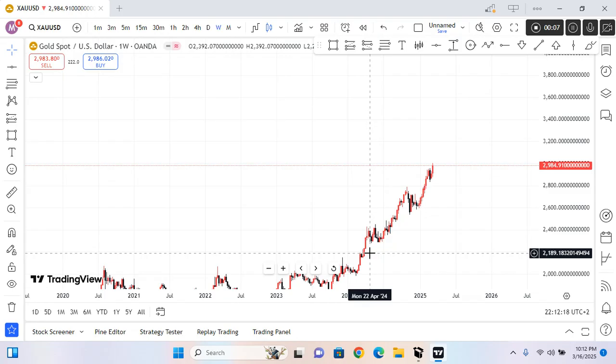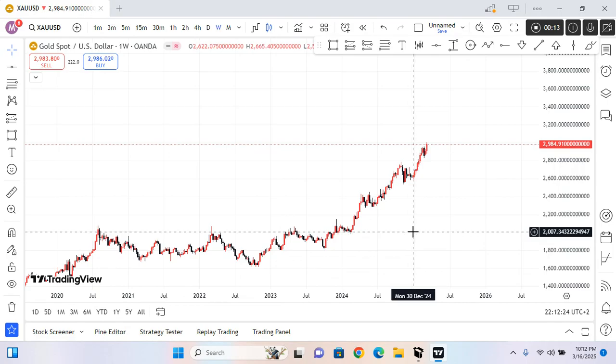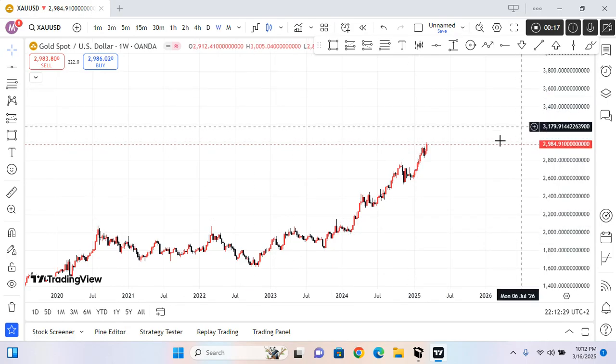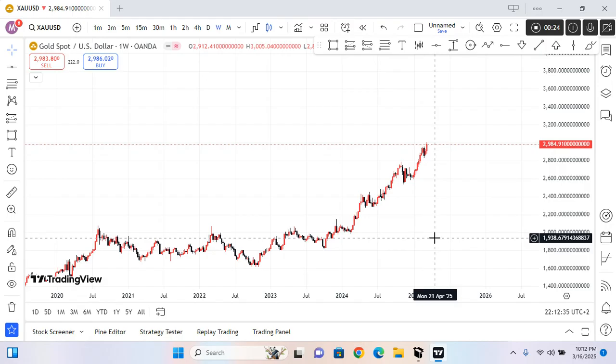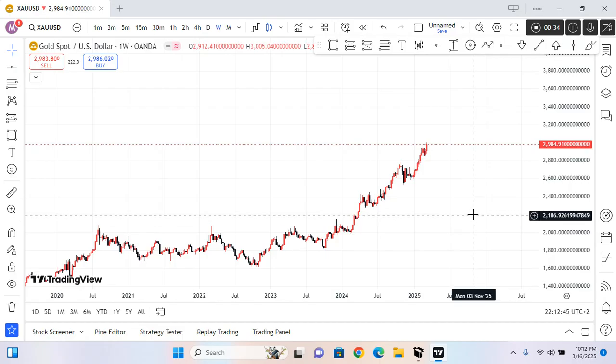I know it's late, but I just want us to check gold. I just want to analyze gold with you guys so that we can double check what we can expect tomorrow, Monday, which will be the 17th of March 2025.